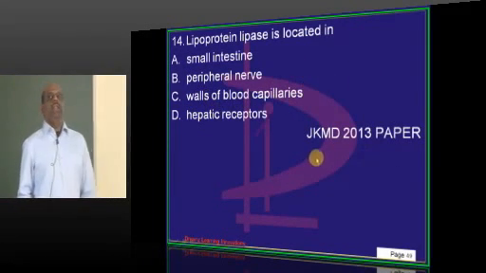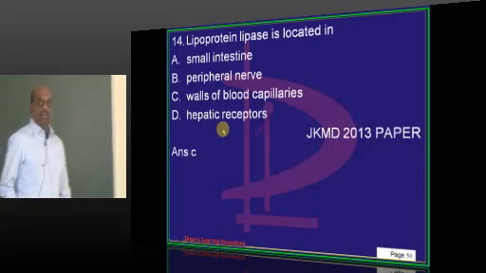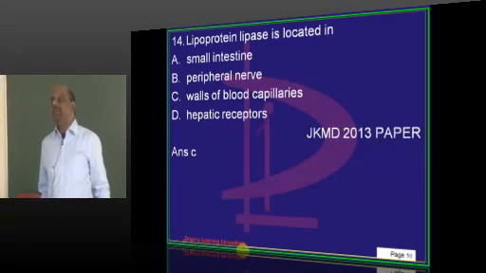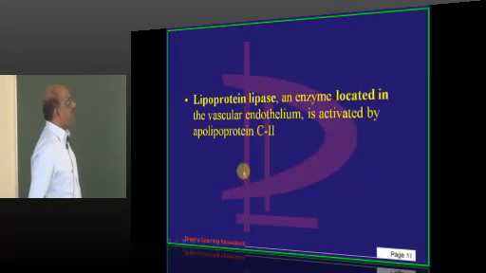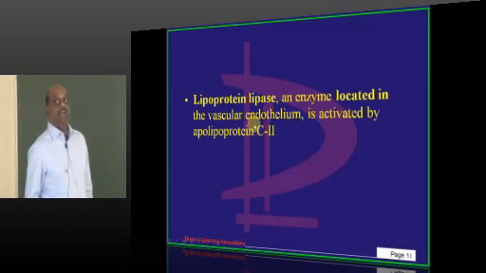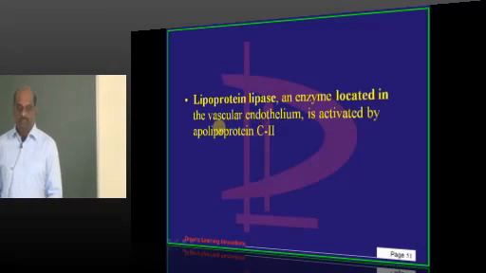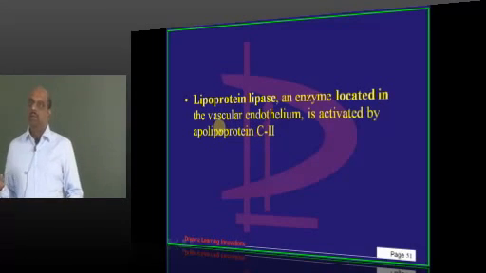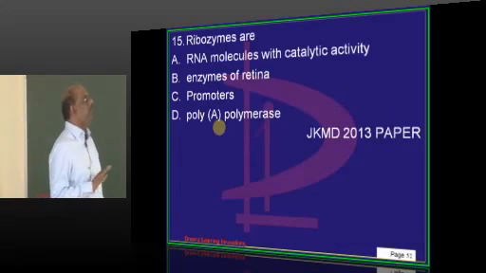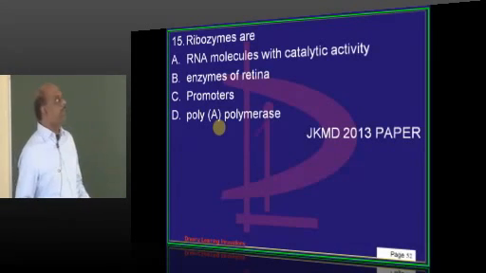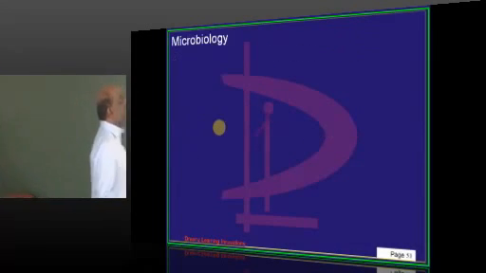So where is lipoprotein lipase located, doctor? It is in the walls of the blood capillaries, which is the classical location in the vascular endothelium, and it is activated by apoprotein C2. Once more, apoproteins is one of the favorite topics of the examiner. So what are ribozymes? RNA molecules with catalytic activity.